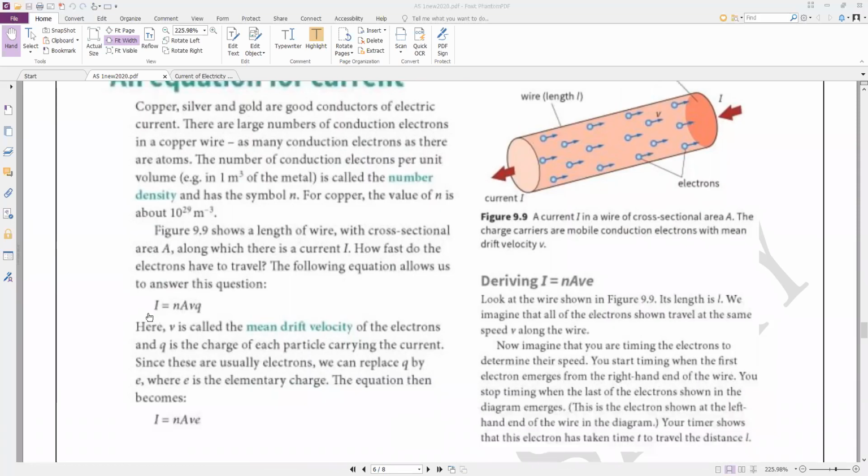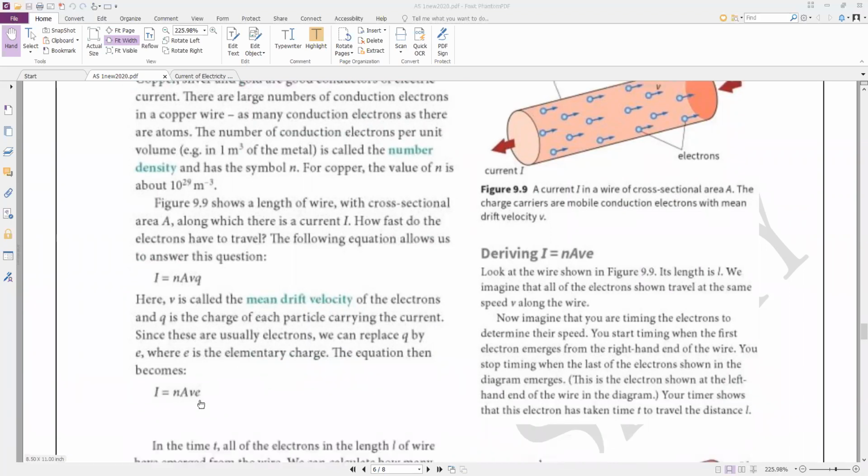This is what its mean drift velocity. Current is equal to nAvq. I is equal to nAvE. Q or E depends on the charge. What is the charge? It is the electron charge. We can write E. The charge of a proton is small q. Okay, how to prove it?